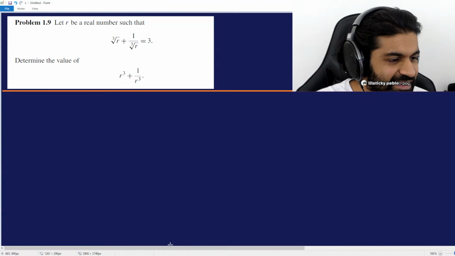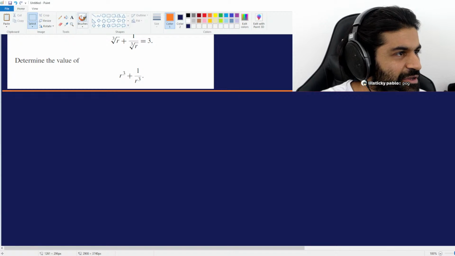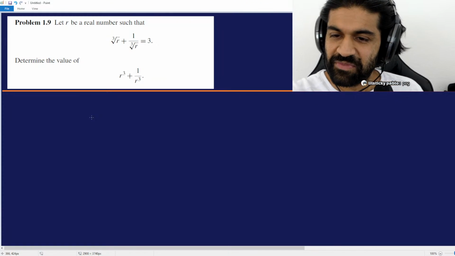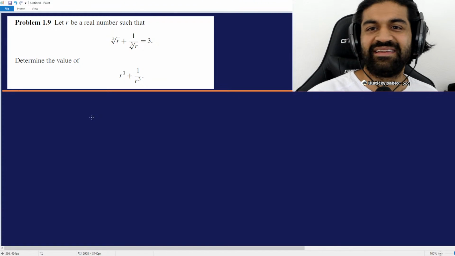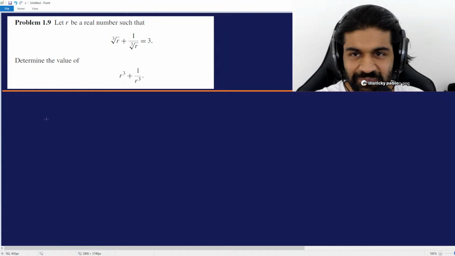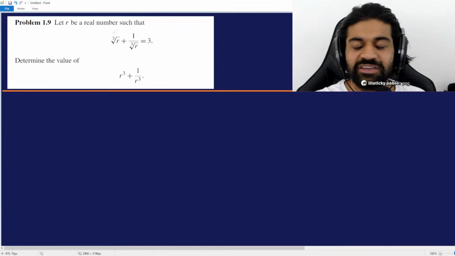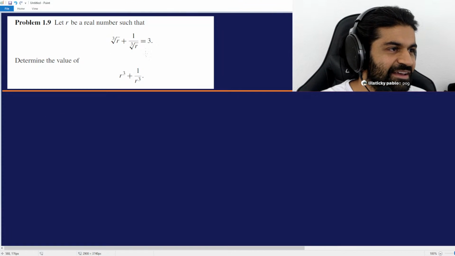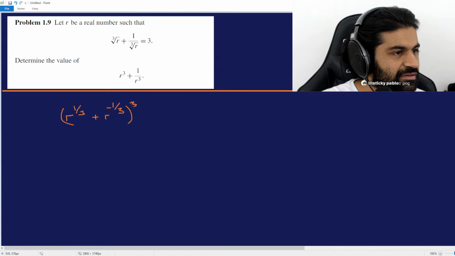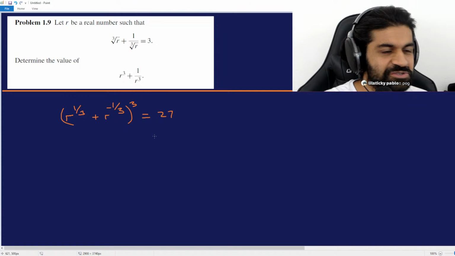Well, to get started, there's a slow way to do it and a fast way to do it. So let's think about what the slower way is if you don't know anything better. For example, you could try to cube both sides of this equation. You'd have r to the 1/3 plus r to the negative 1/3, cubed, equals 3 cubed, which is 27.